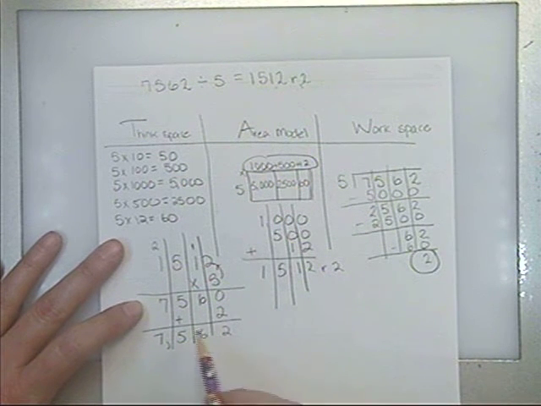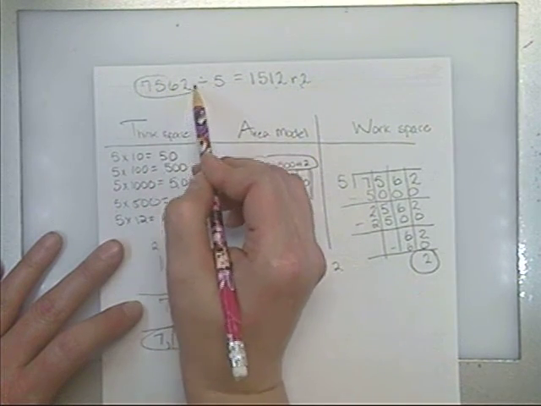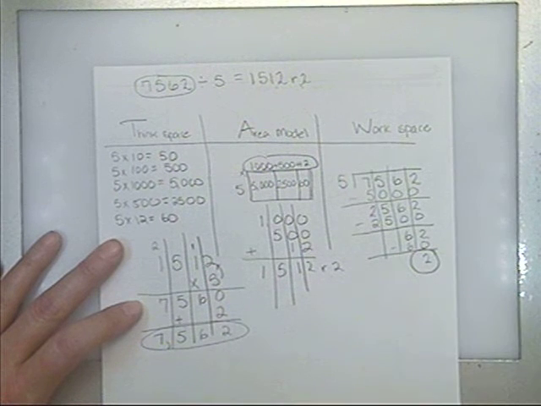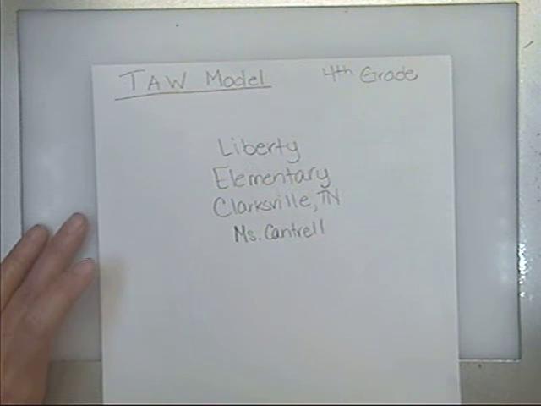So our answer, our product here, matches our original dividend. This is how you complete the TAW model to help your student understand Common Core division. Thank you.